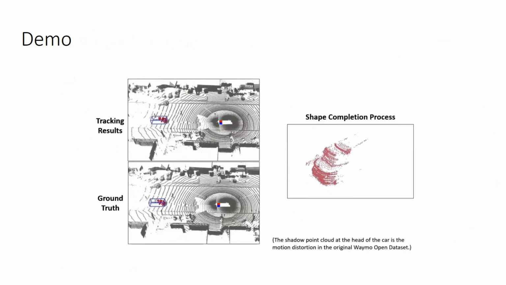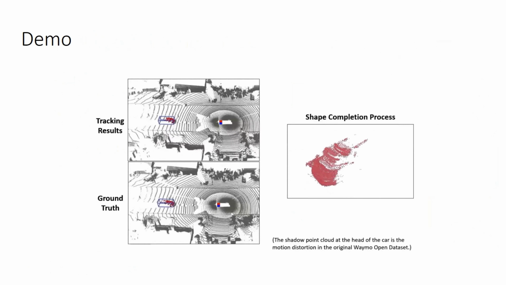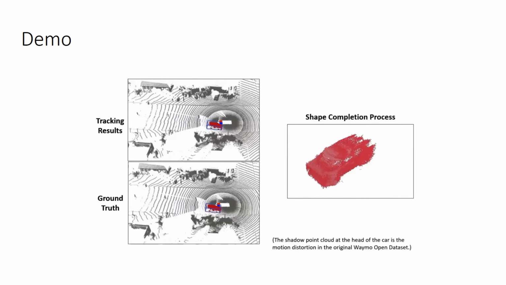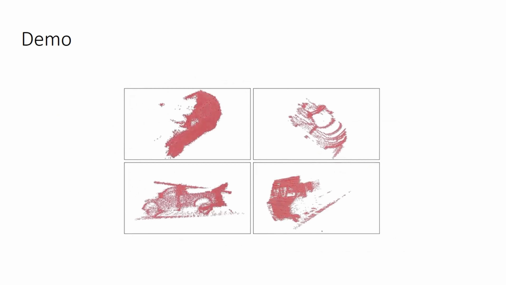So here, along the tracking process, we aggregate the point clouds. You can see that as the tracking goes on, we can get a very dense shape along the tracking. There are more examples of the aggregated shape. And by using the aggregated shape, we could simulate the LiDAR scans.